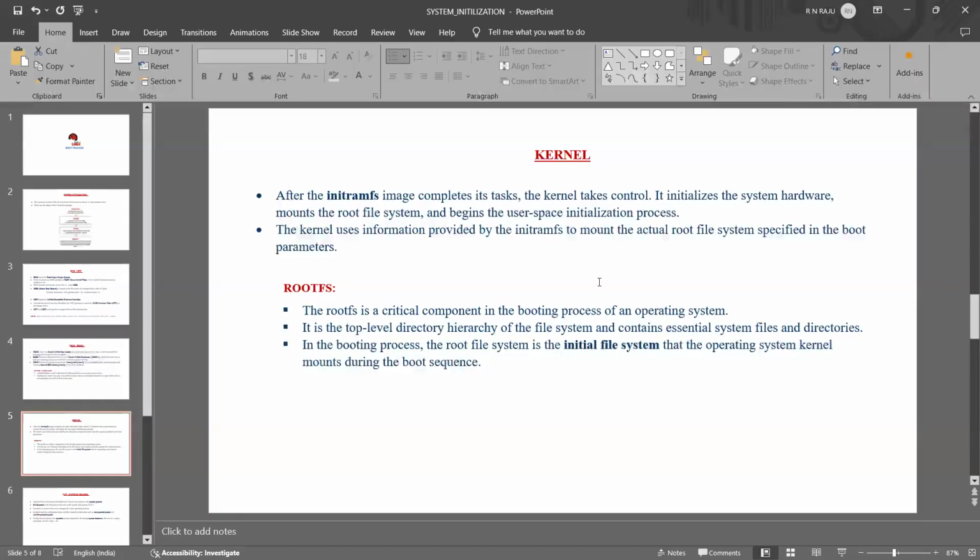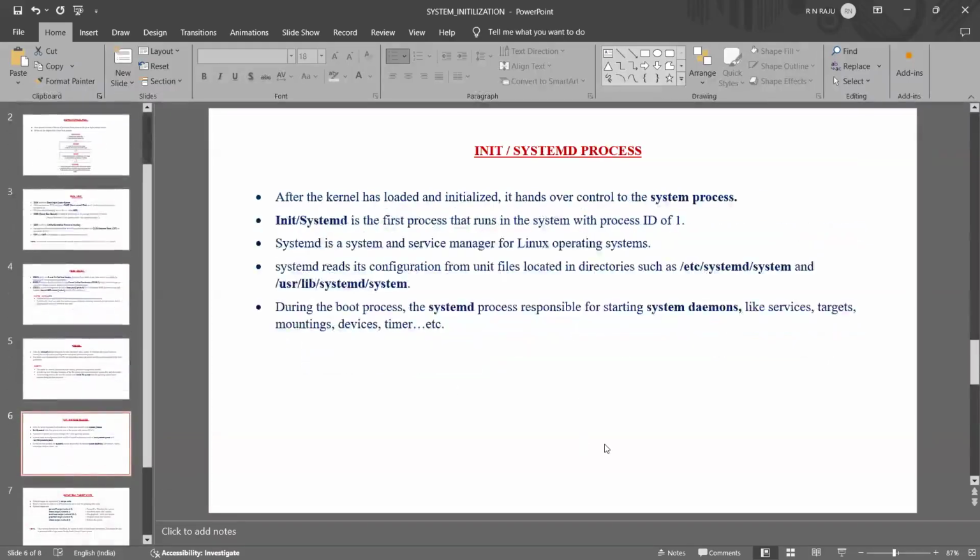But in that case, if the root file system is not mounted, then how will the system collect the booting files and directories? So that's why, in the booting process, the root file system is the initial file system that the operating system kernel mounts during the boot sequence. While booting the OS, the kernel reads the root file system. Don't forget it.